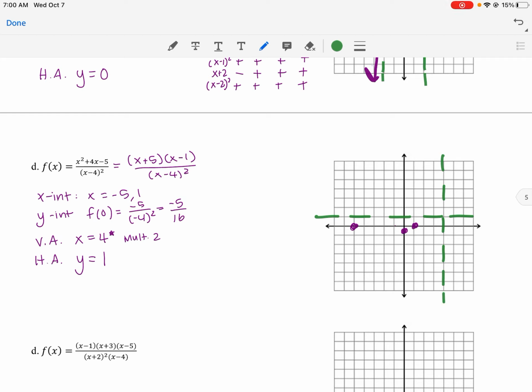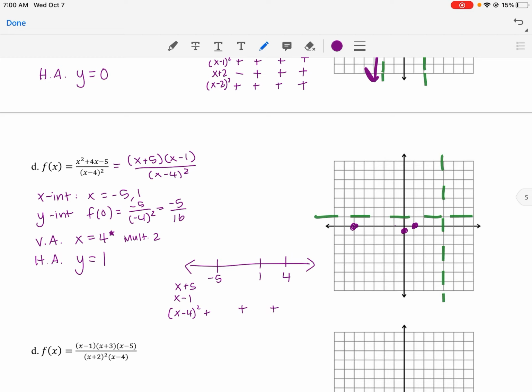So notice once again, this is looking like it's going to be kind of a funky graph. In order for us to connect all those, a number line may help us understand better what's going on. So we've got negative 5, we've got 1, and we've got 4. Our factors are x plus 5, x minus 1, and then the (x minus 4) squared. That's just positive on every interval.